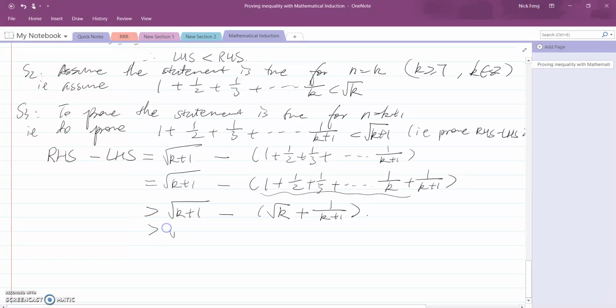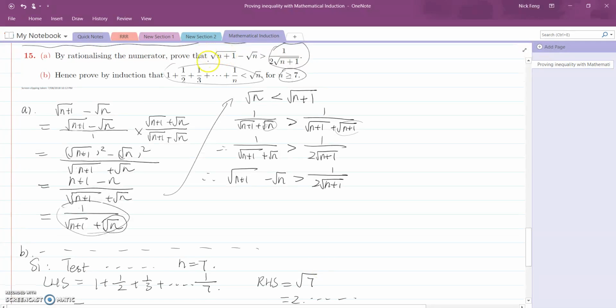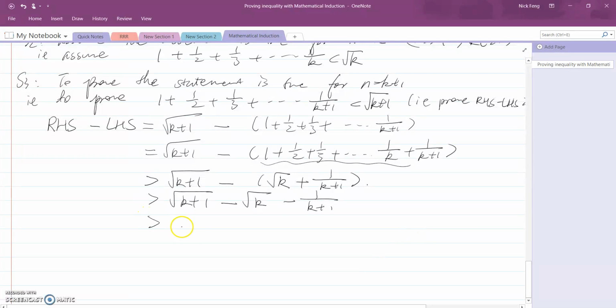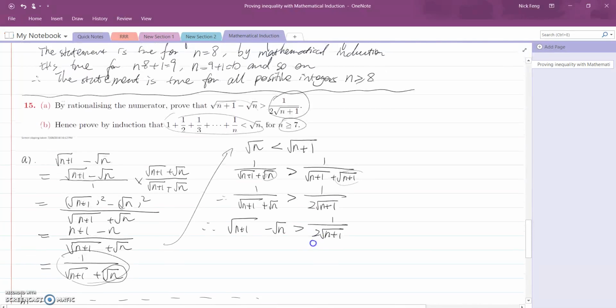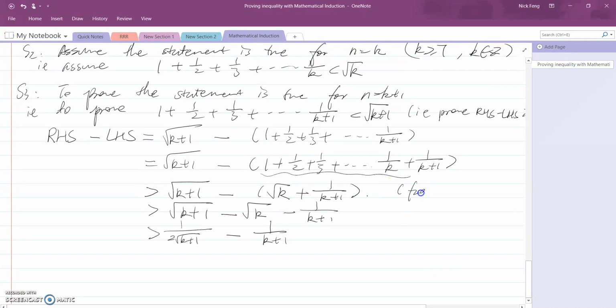And then, that is what we got in part A. Root k plus 1 minus root k. And that should be greater than 1 on 2 root k plus 1, minus 1 on k plus 1. Again, sorry about that. This should say from assumption. And this should say from part A.